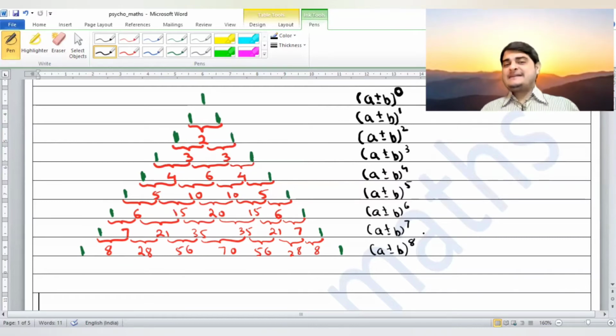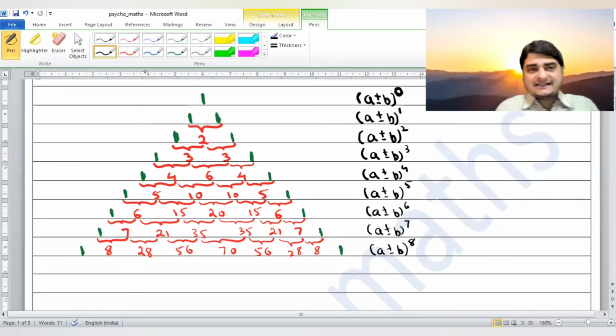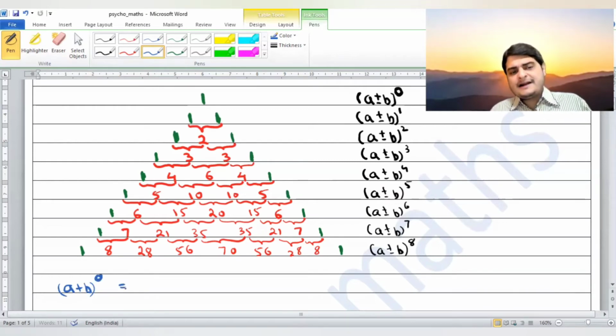Okay, so now let us say I want to go with (a plus or minus b) the whole raised to 0. Let us solve it now. (a plus b) the whole raised to 0, or minus, let us go with plus first. Everybody knows anything raised to 0 is what? 1. Or even if we say it is (a minus b) the whole raised to 0, students, still anything raised to 0 is 1.